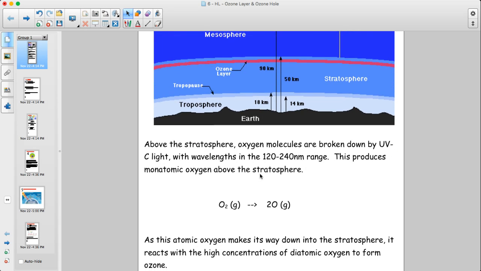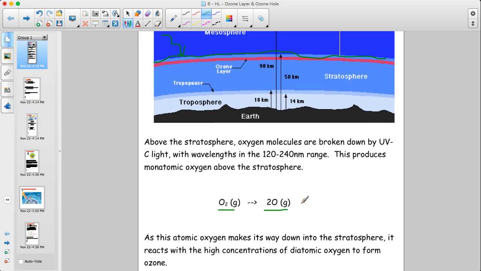So that UVC light hits oxygen molecules up at this range. I can try to draw straight. So right at the top of the stratosphere. That's really not very straight. Sorry about that. So along that squiggly green line is essentially where UVC light is coming in, hitting oxygen molecules and splitting them apart into monatomic oxygen.